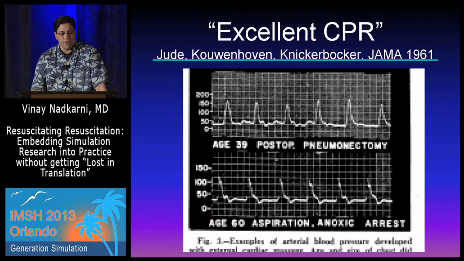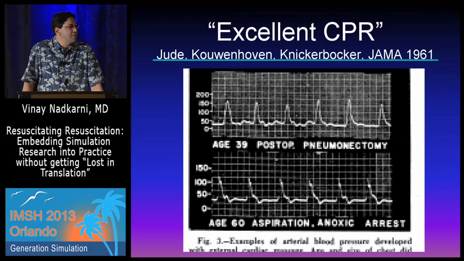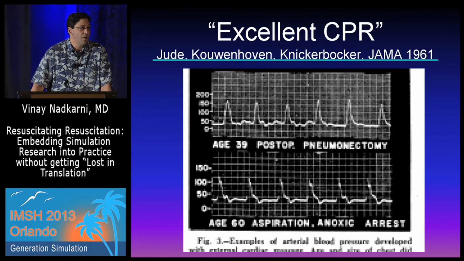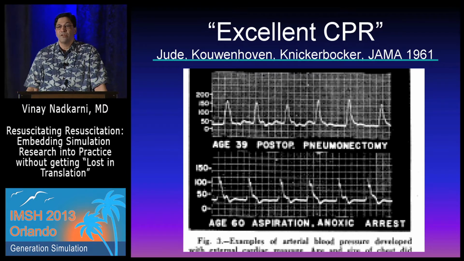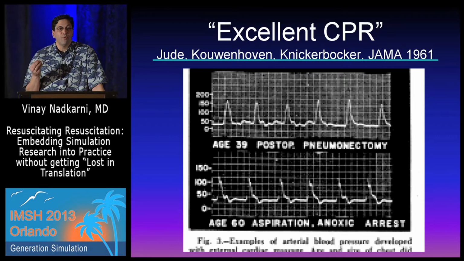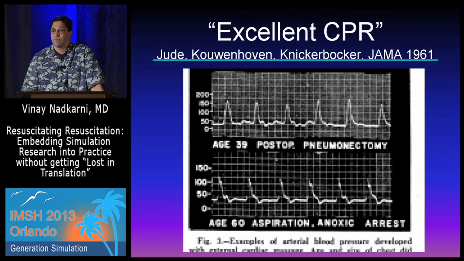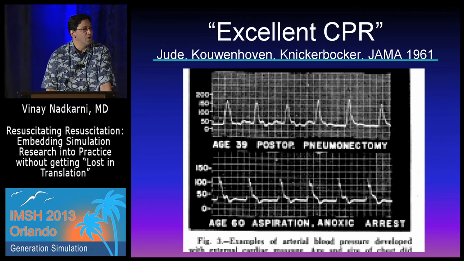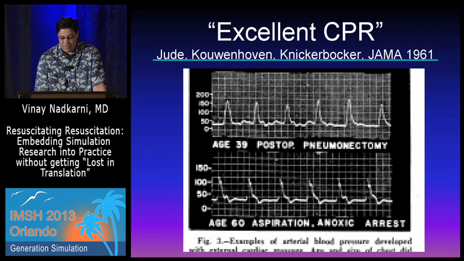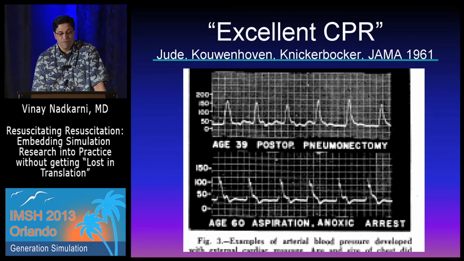In fact, Jude, Cohenhoven and Knickerbocker in 1961, more than 50 years ago, knew and demonstrated in their publication that it was important to generate very good blood pressures, diastolic blood pressures, in order to achieve resuscitation. Here are some of the original tracings from those patients under anesthesia.